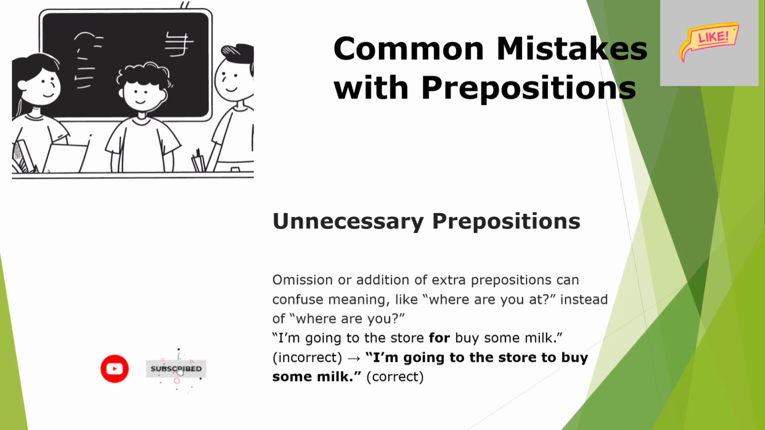Number two, unnecessary prepositions. Sometimes extra prepositions are added where they aren't needed. This makes the sentence sound awkward or wrong. For example, "Where are you at?" This one is incorrect. "Where are you?" This one is correct. "I'm going to the store for buy some milk." This is incorrect. "I'm going to the store to buy some milk."